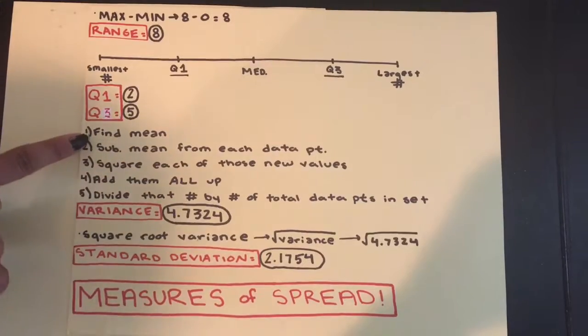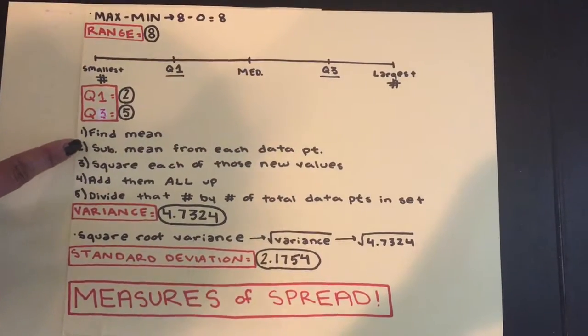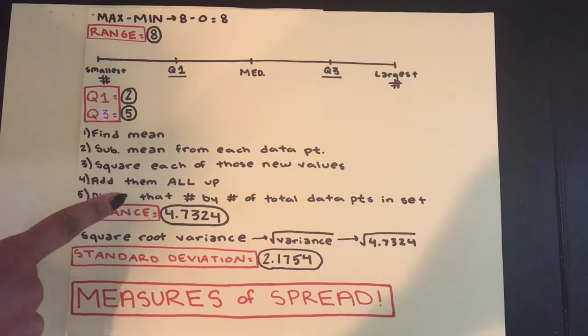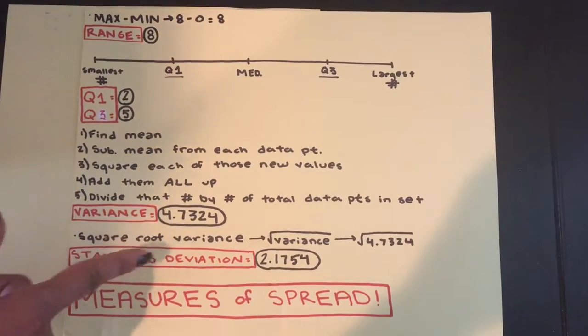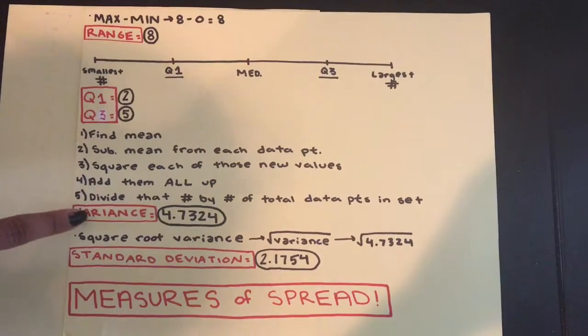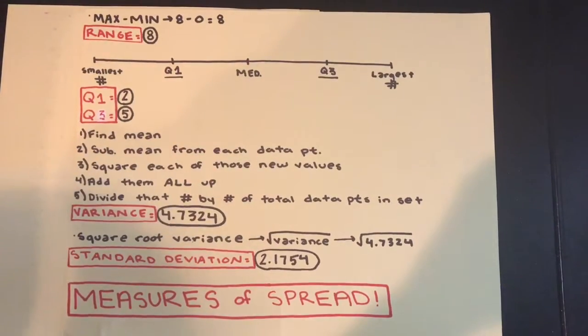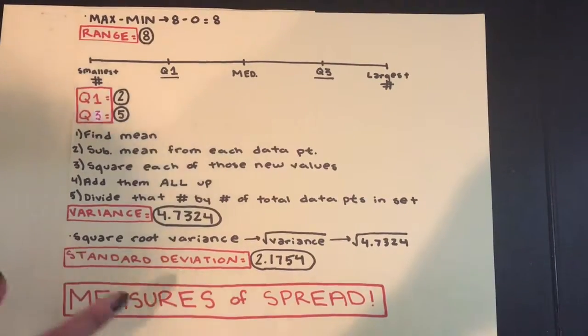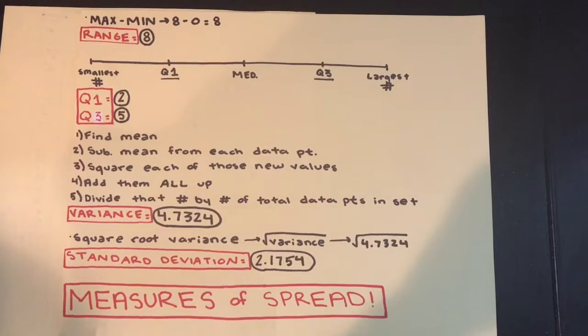For variance, you're going to find the mean, subtract the mean from each data point, square all those values, add them all up, and then divide by the number of total data points in the set with the value that you got when you added them up, and we got our variance as 4.7324. And then you're going to take the whole entire square root of that to get standard deviation, which is 2.1754.